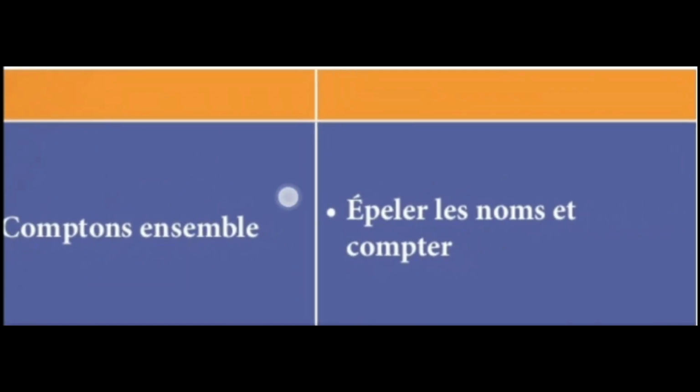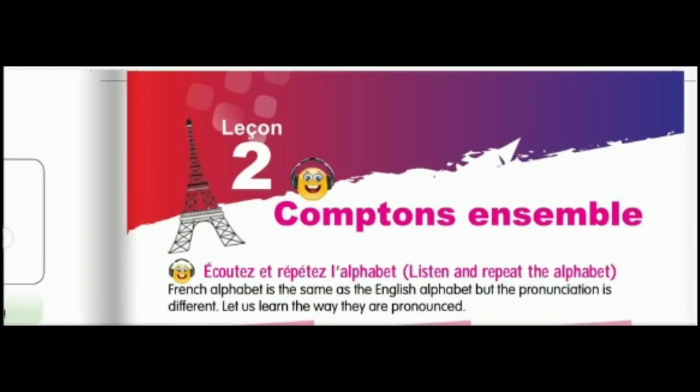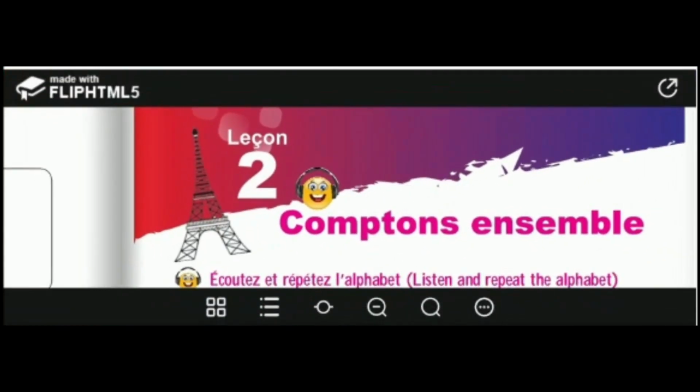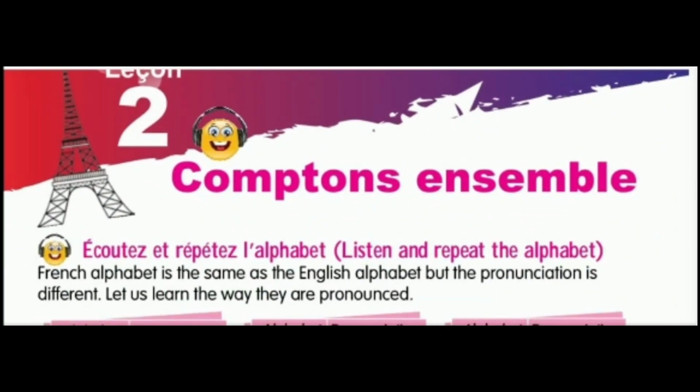We are going to start a new chapter of Apprenons le Français Part 1, which is published by Saraswati House, and the name of the chapter is Comptons Ensemble. So let's go. Here we are at chapter number 2, Leçon 2, which is Comptons Ensemble. Now, what do we mean by that? That means let us count together.